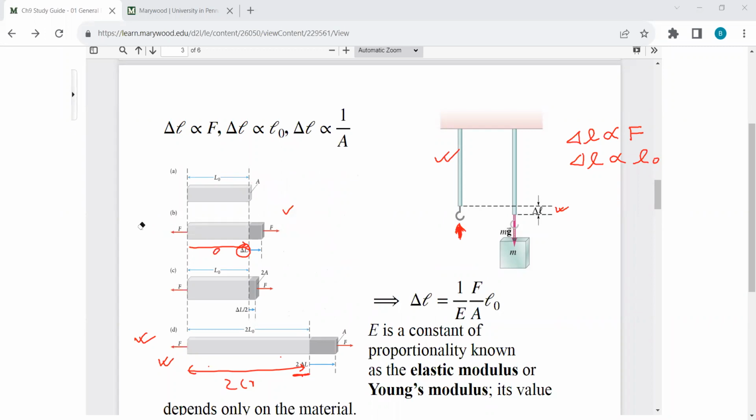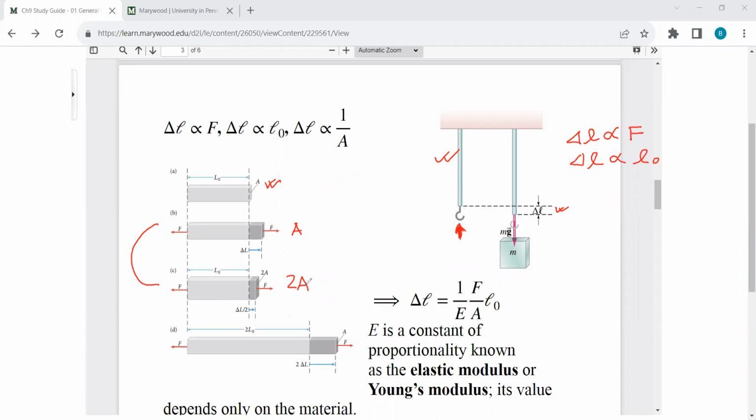Now let's again consider B, and now with C. So I'm going to compare these two. You see that B is the original, very similar to this one. And now C has the larger cross-sectional area. The cross-sectional area for this one is A, and the cross-sectional area for C is twice A.